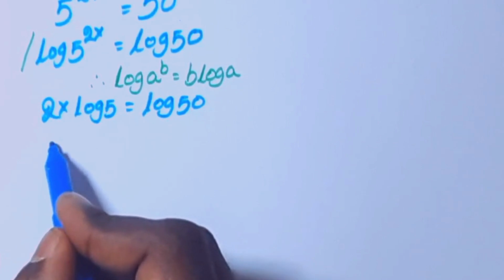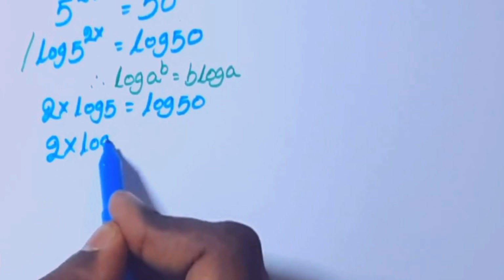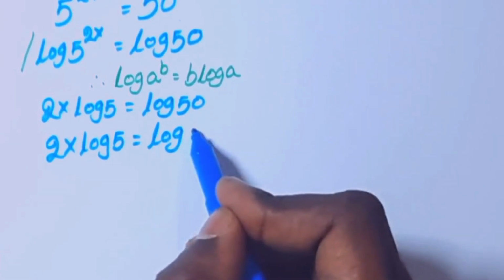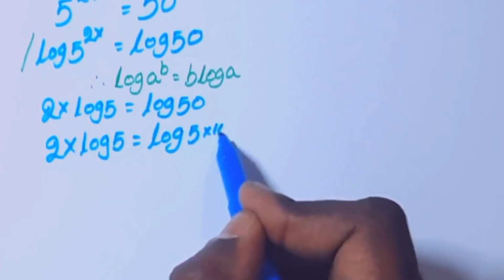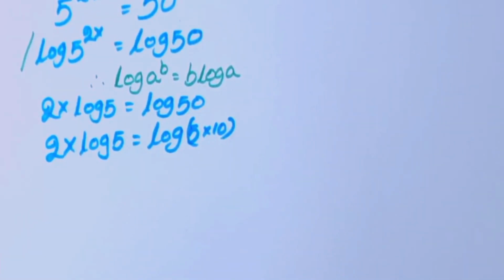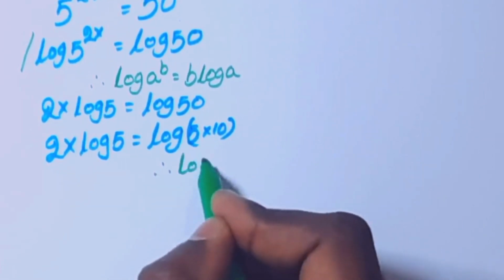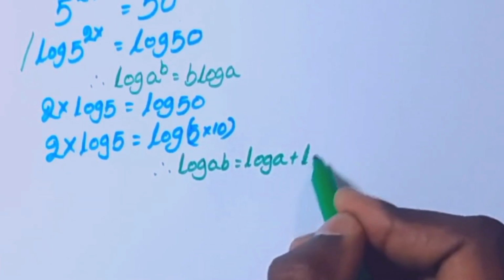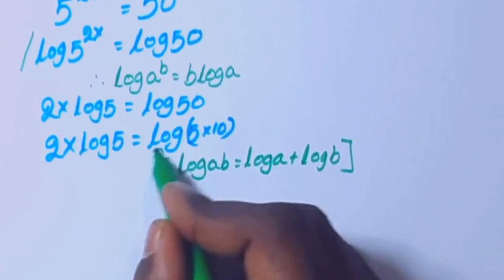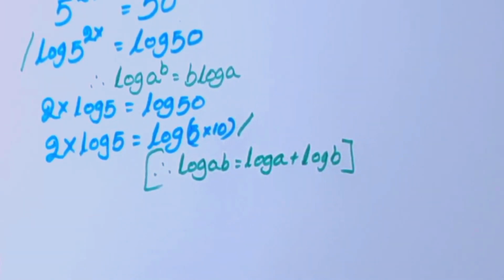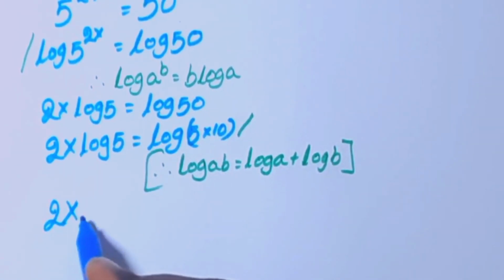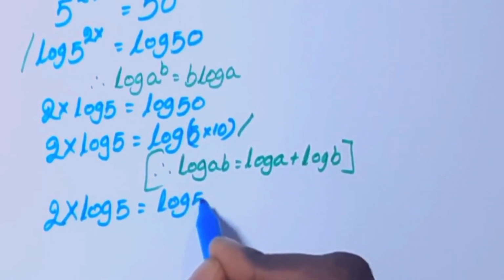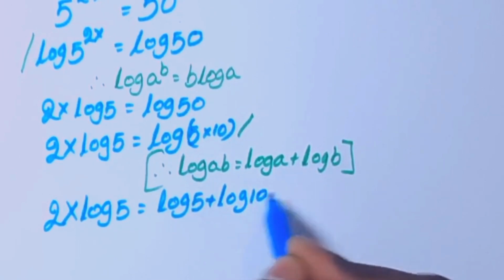Now 2x log 5 equal to, this 50 can be written as 5 times 10. Now we know this log product formula, that is log ab equal to log a plus log b. This formula we are going to apply here. So we'll get 2x log 5 equal to log 5 plus log 10.